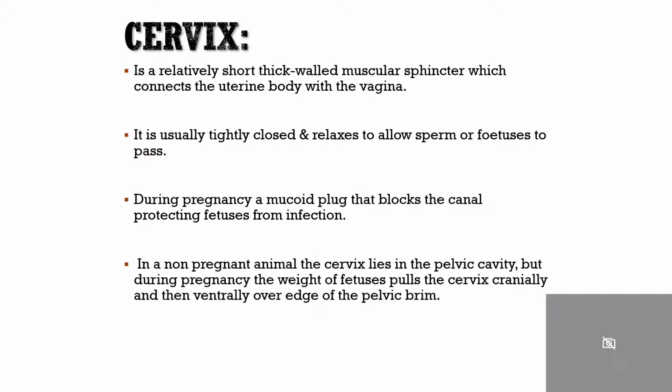The cervix is a relatively short, thick-walled muscular sphincter which connects the uterine body with the vagina. It is usually tightly closed and relaxes to allow sperm or fetuses to pass. During pregnancy, a mucoid plug blocks the canal, protecting fetuses from infection. In a non-pregnant animal, the cervix lies in the pelvic cavity, but during pregnancy, the weight of the fetus pulls the cervix cranially and then ventrally over the edge of the pelvic bridge.